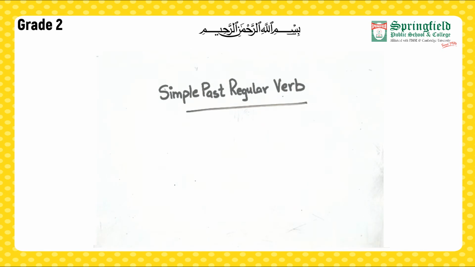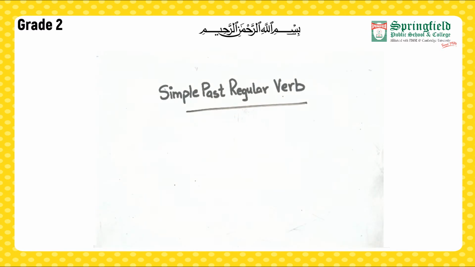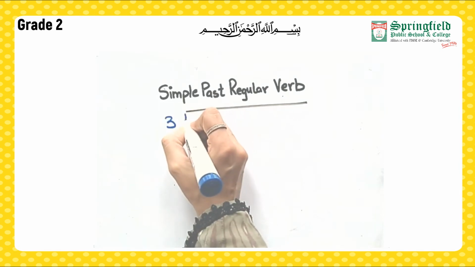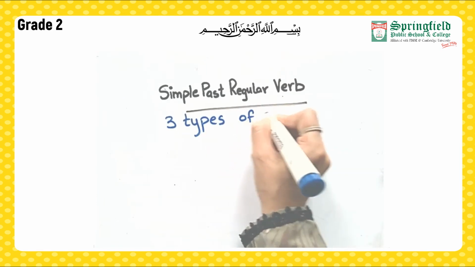Okay, now students, there is just one more thing. Simple past tense, it is a tense. It has 3 types of sentences. How many? 3 types of sentences.